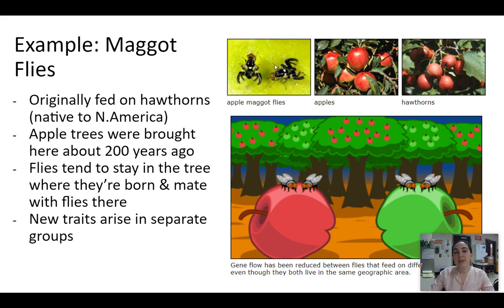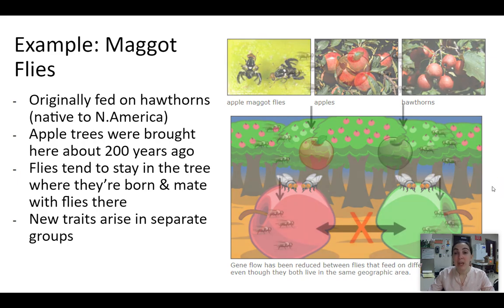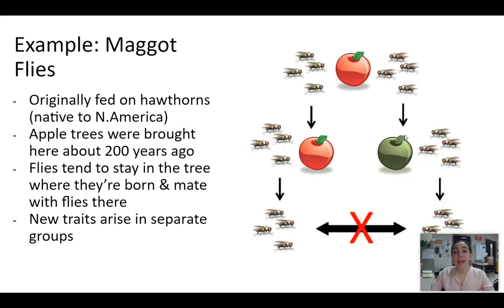But the thing is, these flies are so small that they tend to stay in the tree where they hatch. They feed off of those fruits and they tend to mate with the other flies that are eating the same fruit in the same tree. And so, because of those different behaviors, they could technically fly over to the tree next door and mate with a different fly, but they just don't. They tend to stay in their tree. And so the apple eating flies, these are the apples, and the hawthorn eating flies became reproductively isolated.